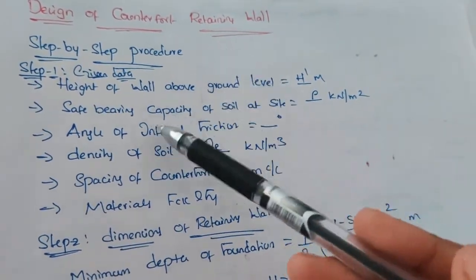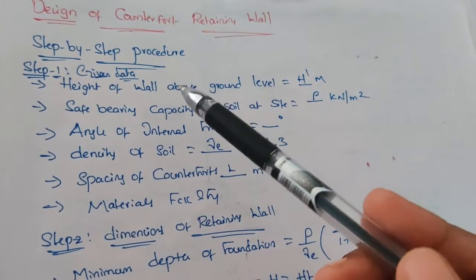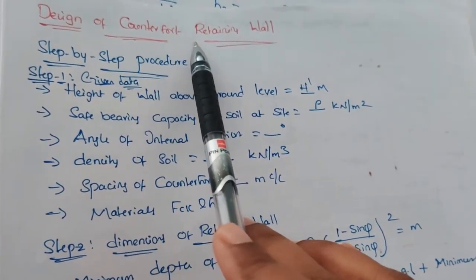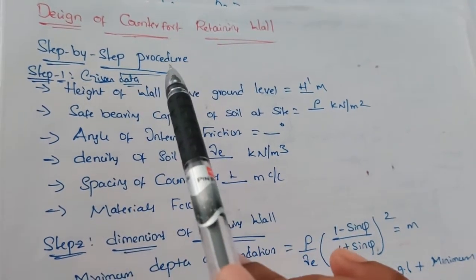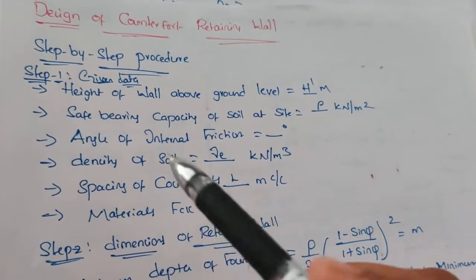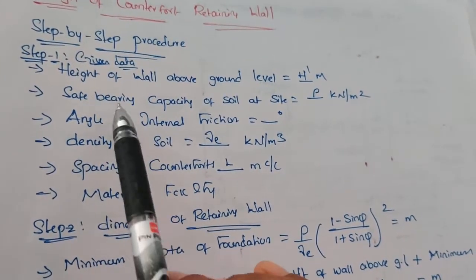So when you see the step-by-step procedure, all the procedure will be the same as the cantilever, but you have to design the counterfort separately, not against all the forces, because we are providing it on the topmost retaining wall. Clear? So we'll see step by step. What is the first step?